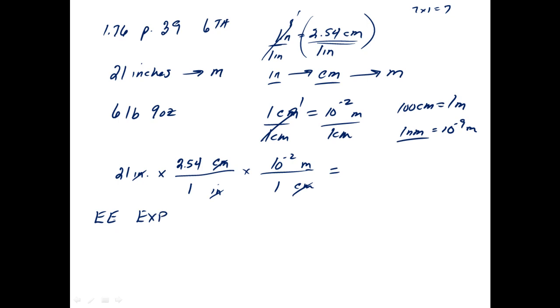In the Texas Instruments calculator, it's usually over on the left-hand side, maybe the second column, about midway down. So how do you put this in on your calculator? You say 21, multiply that by 2.54, because this is in the numerator. You don't need to divide by 1 because it's the same number. And then multiply it by the 10 to the negative 2.